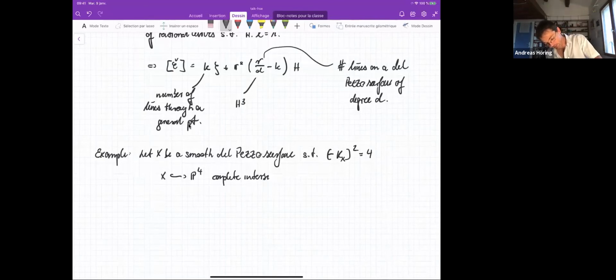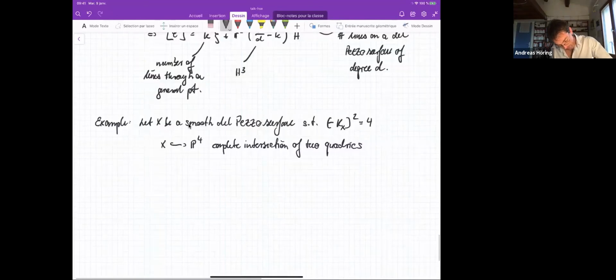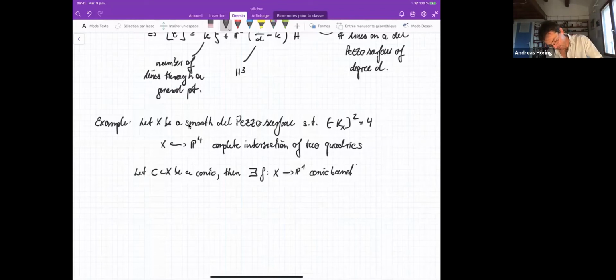And again, I'm looking at conics. Let C in X be a conic. So this is a minimal rational curve. And on surfaces, these conics have the nice property that they will actually give me a conic bundle. So there exists F from X to P1, a conic bundle, such that C is a fiber.